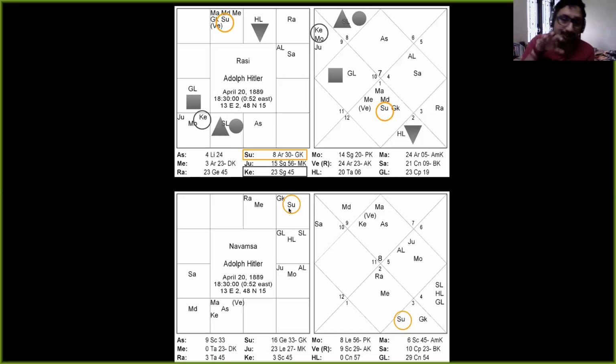If you superimpose the Navamsha chart and Rashi chart, you can see the Sun is falling on top of Rahu. So Rahu has to mature first. If Rahu hasn't matured, he's going to cause problems. He was arrested. Yeah, Hitler was arrested. He was sentenced to 5 years of imprisonment.